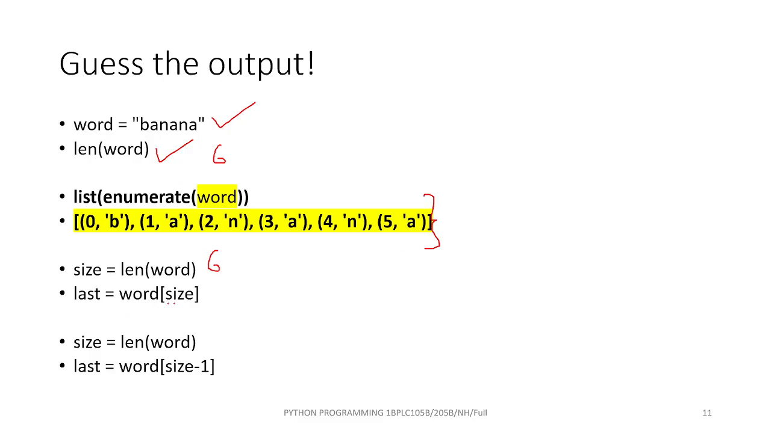When you try to access word of 6, you can check in the visualized form. 6 is not there. You will get an error because the last index is always the size, or the length, minus 1. Length is 6, minus 1 is 5. So A is the answer here. You can check all the things.